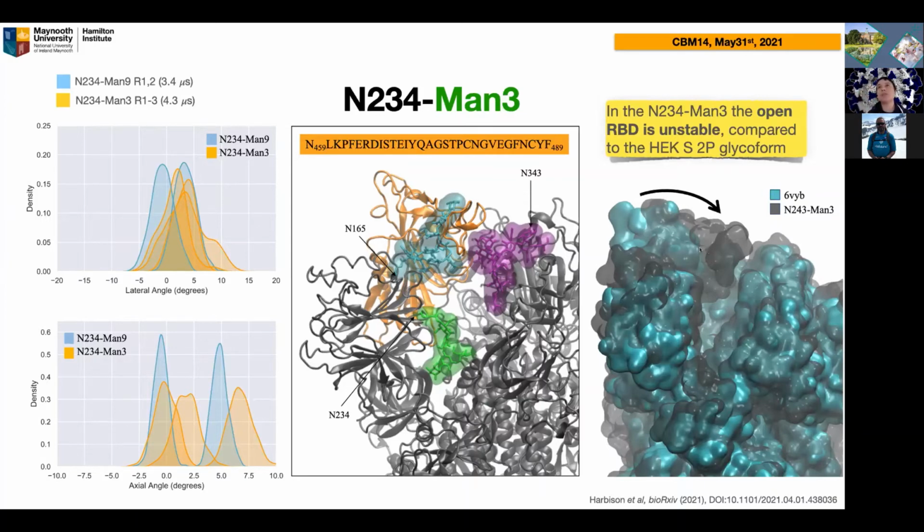And here the gray would be the drift that we see in the RBD within 4.3 microseconds in different simulations, relative to the cryo-EM structure where the RBD is propped up. So it's quite a large conformational change for this time scale, and for an MD that is not biased in any way. So the MAN3 would be completely unstable compared to the HEK-like S2P glycoform, which is the MAN9.